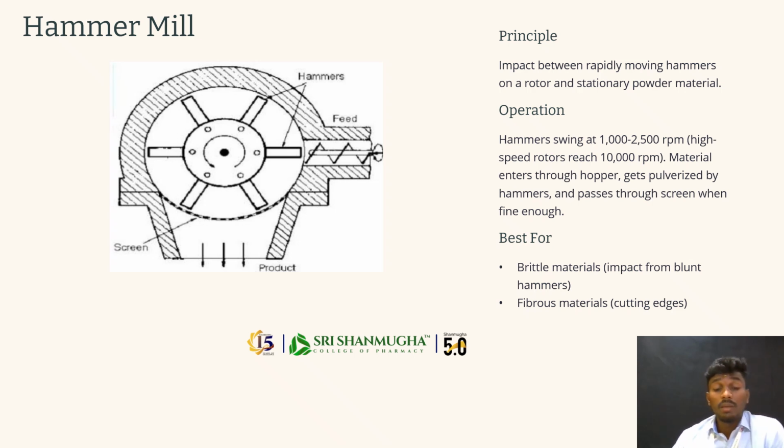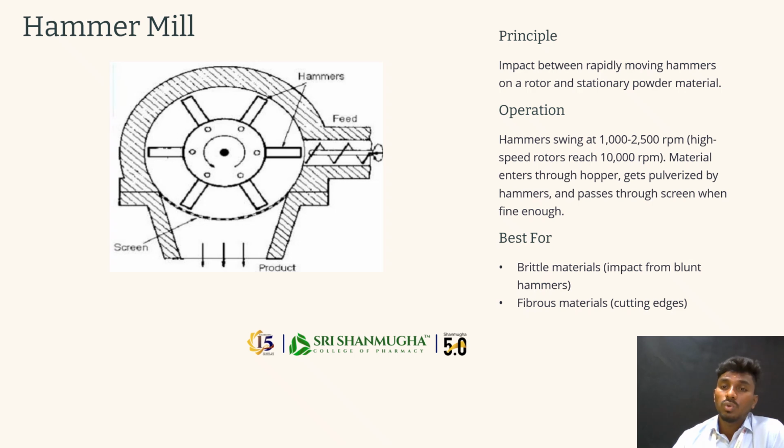Okay, one of the very important instruments is the hammer mill. This is a familiar one. This instrument is installed in all small scale and large scale industry. The principle is the impact mechanism between the rapidly moving hammers and the stationary powder material. In operation, the hammer swing is 1000 to 2500 rpm. The speed of rotation is 1000 rpm, and the maximum speed is 10,000 rpm.